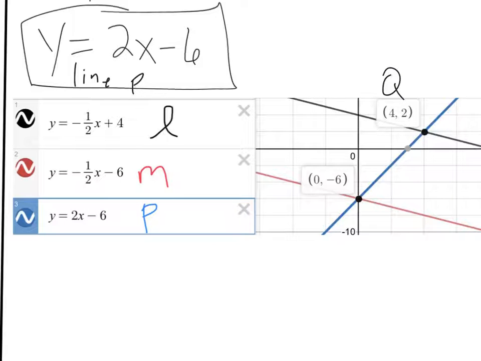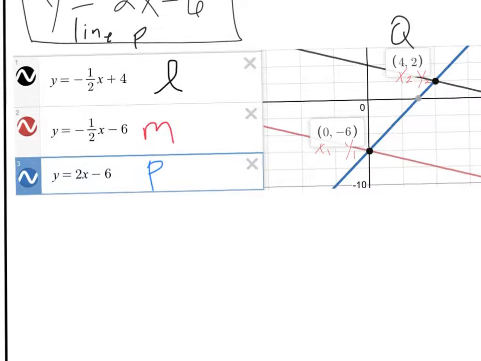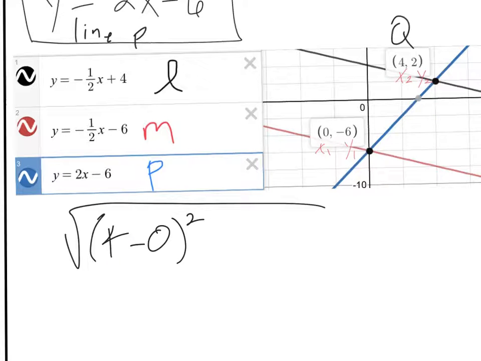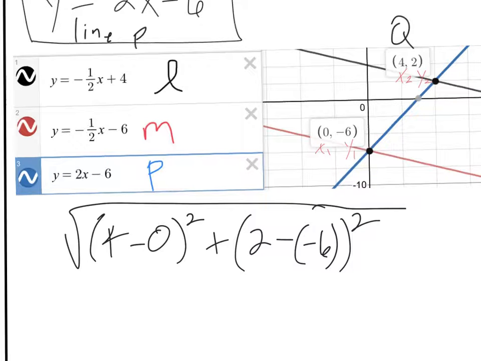So like in the previous example, I'm going to calculate the distance between these two points. It doesn't matter which one you say is x1, y1, x2, y2. So I went ahead and just labeled this as x1, y1, and this one as x2, y2. And we're going to use our distance formula now. So we're going to say the square root of, so I have x2 of 4 minus x1 of 0 squared plus, then I have y2 of 2 minus y1 of negative 6, squared. And then all of that's going to be typed in under the radical.